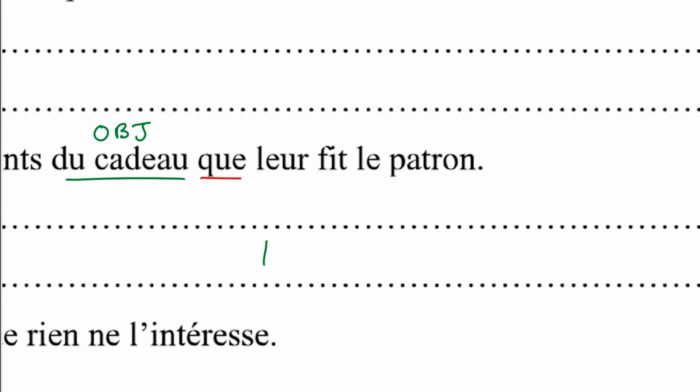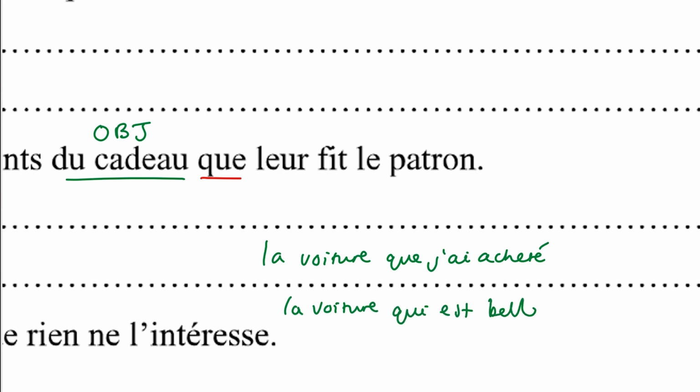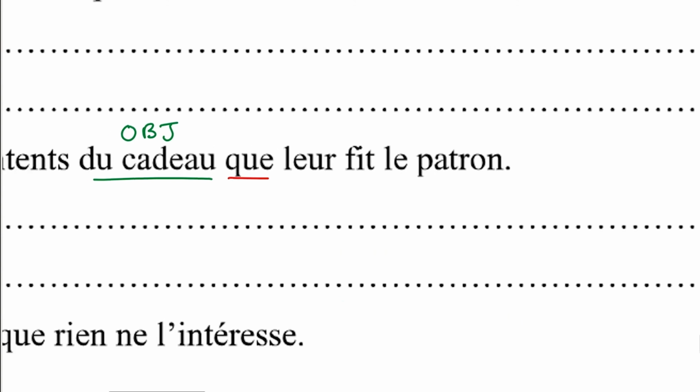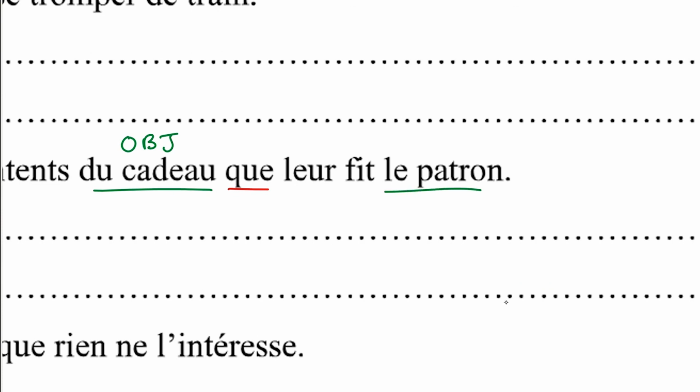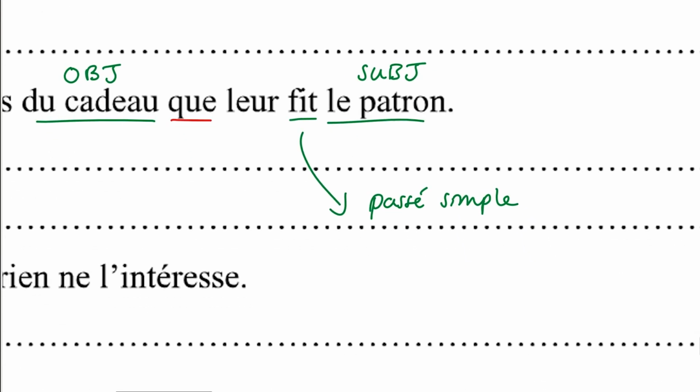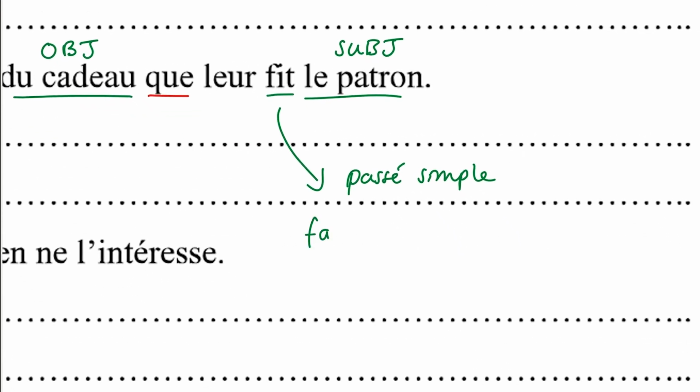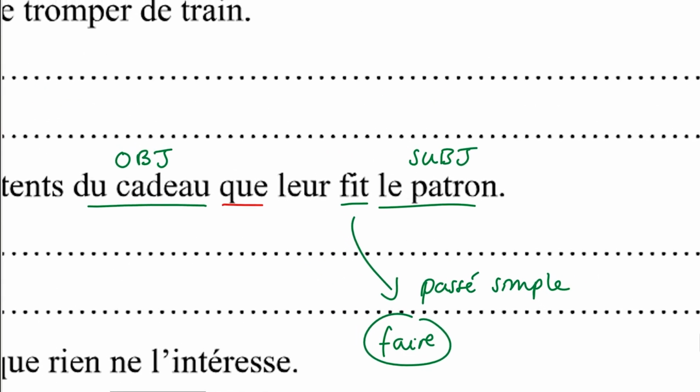La voiture que j'ai achetée, but la voiture qui est belle. I think I used exactly the same example last time. How uncanny. So the que means that the word before it is an object. And that means that le patron is the subject of this sentence. The verb is fit, which is a passé simple. If you've done any reading in French, which you will have done, you should know that you will have come across that. And it's obviously the passé simple from faire. So it means he did.